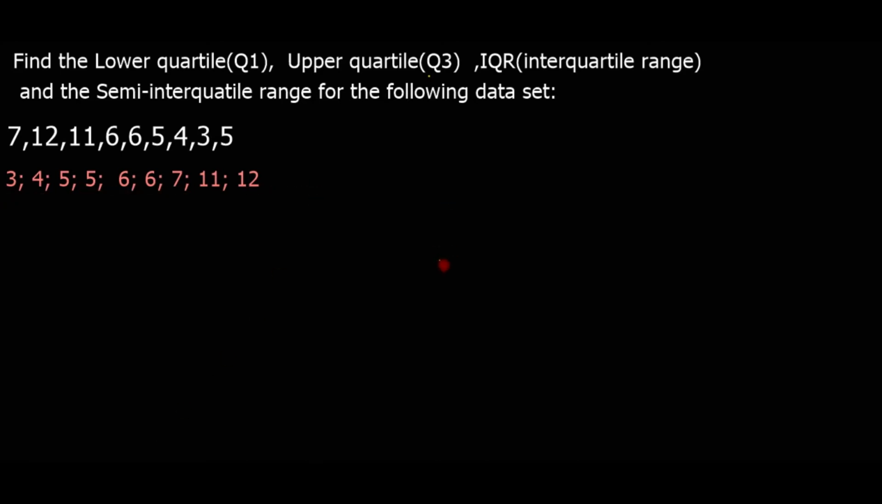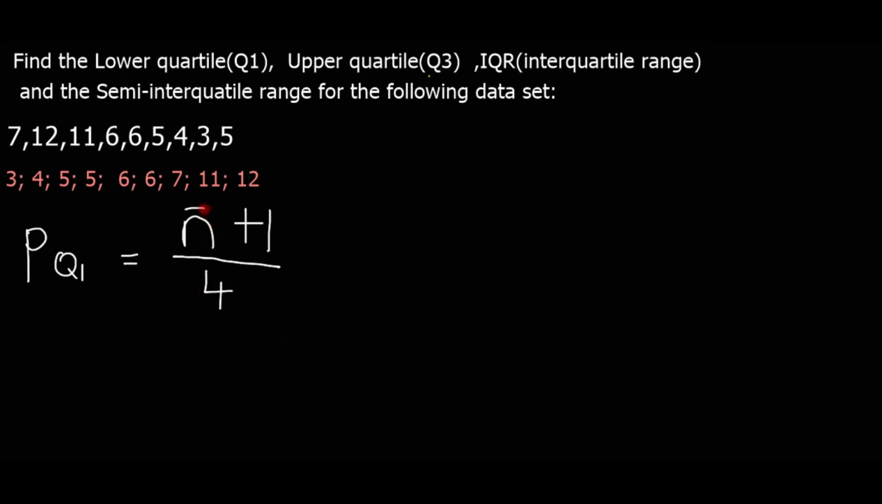From there, we want to find the lower quartile. I will use the position method. With the position method, we find the position and then look at that position to see what our lower quartile is. The position to find Q1 is (n plus 1) divided by 4. Remember, a quarter means we divide by 4.